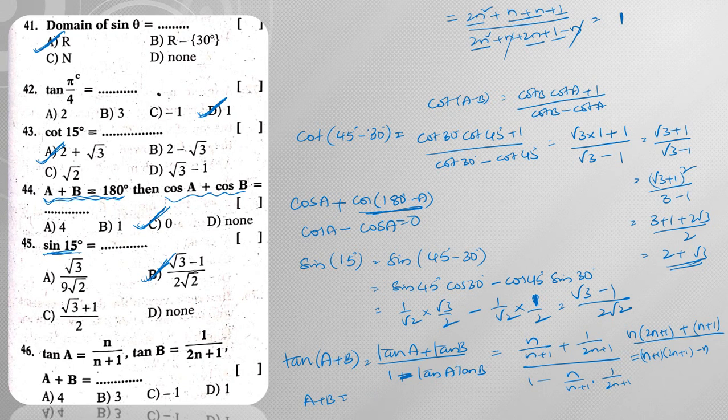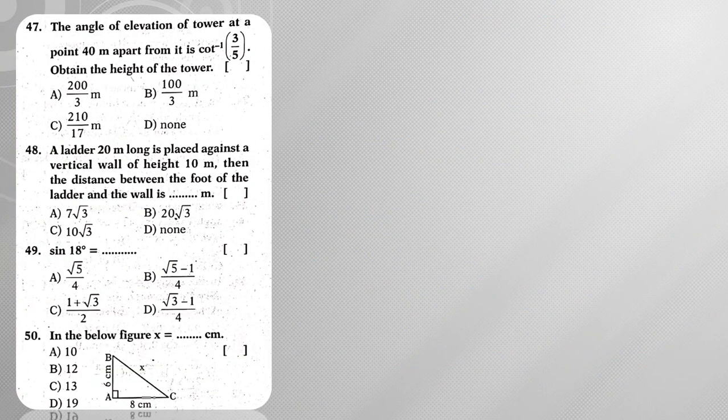So A plus B is equal to 45 degrees. If in the question we ask tan of A plus B, then 1 is my answer. If we ask A plus B, then 45 degrees or pi by 4 will be my answer. Okay? Right. Next, moving on to question number 47.